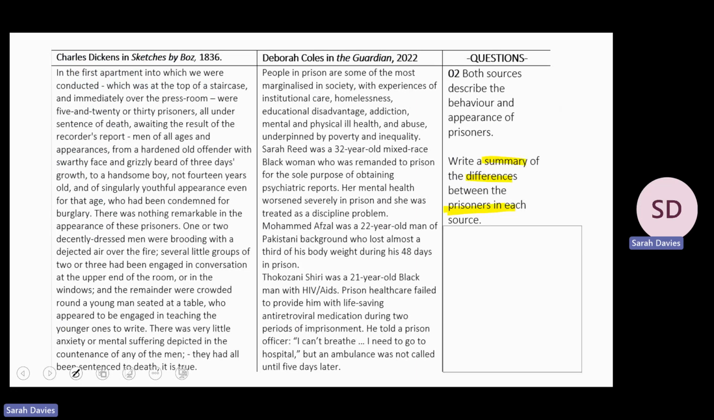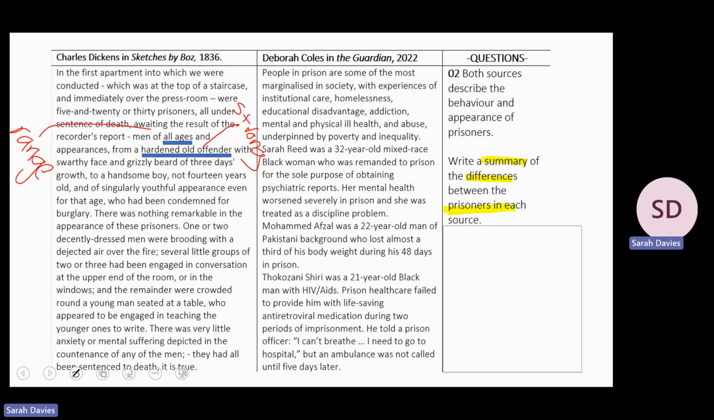So first off, on source A, for example, let's have a look at the fact that they are men of all ages and appearances. Now, the fact that they're all ages could suggest that we've got a bit of a range, and we're able to see that range take place. When we look down, we see that they're hardened old offenders. So you've got hardened old offenders in there, and we basically ask ourselves, well, what does that mean? You could go with something quite strong, that they're quite used to it. Any of those word choices, that they're hardened, that they're experienced in a way, perhaps.